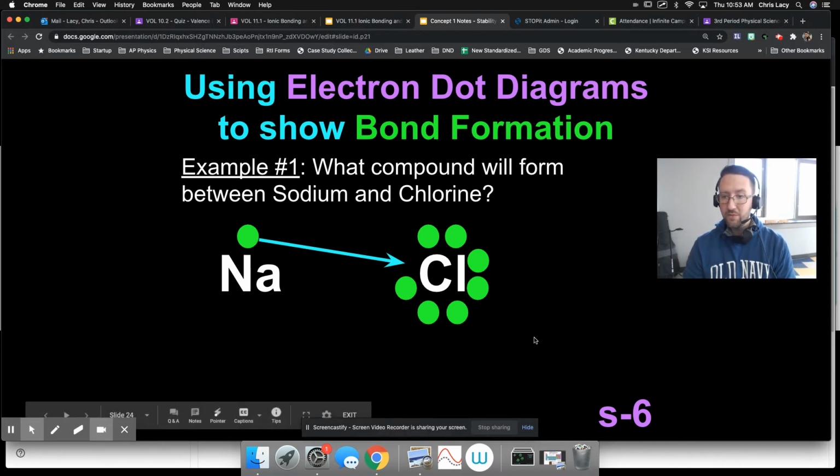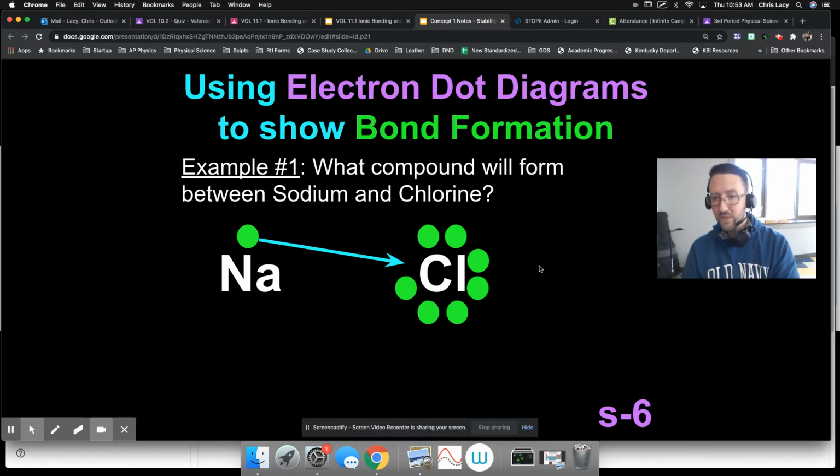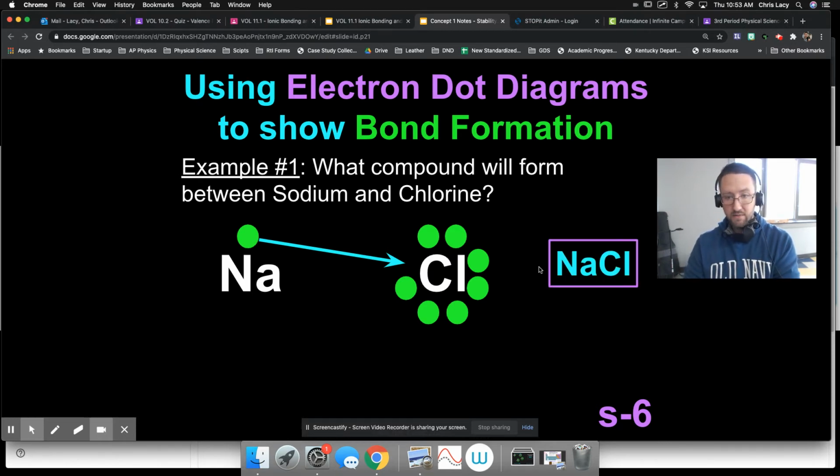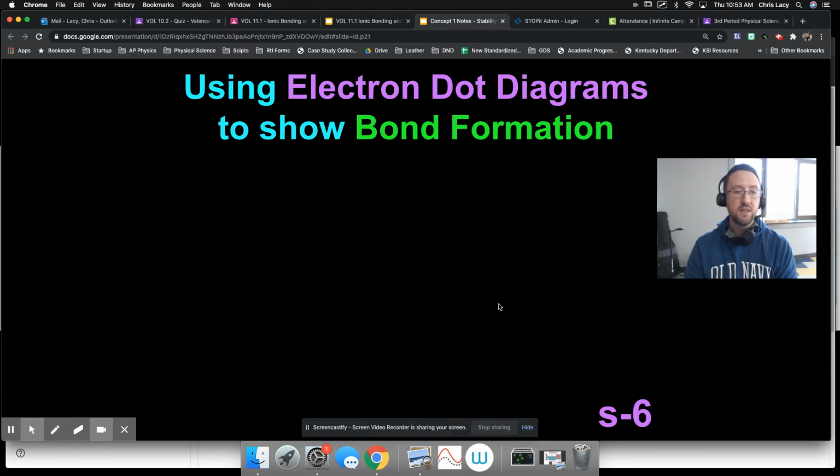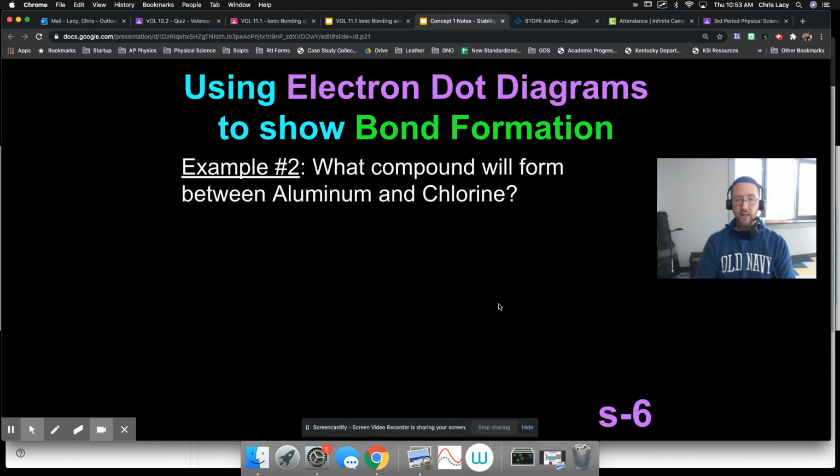And what element did we form? Well, all of the electrons off the metal have been donated, so it only takes one. So to get salt, sodium chloride, it's just NaCl. If you don't see a subscript, you assume there's one of each element. It's simple as that. Let's do another example problem for an element that does not have one of each element. So example 2, what compound is going to form between aluminum and chlorine?